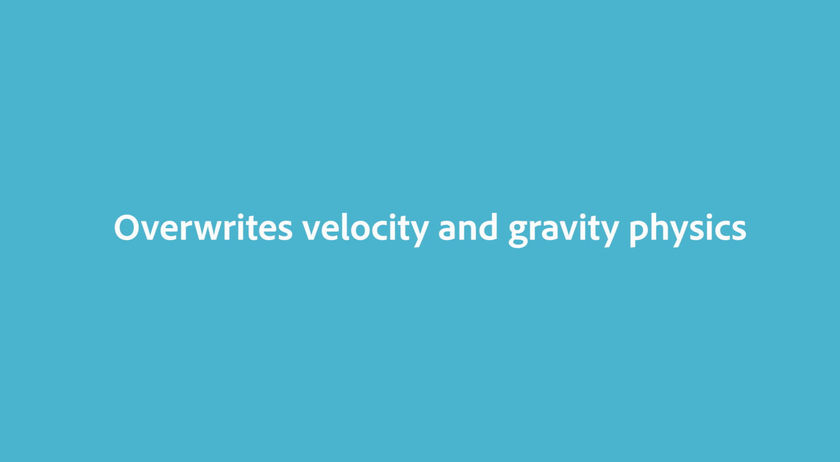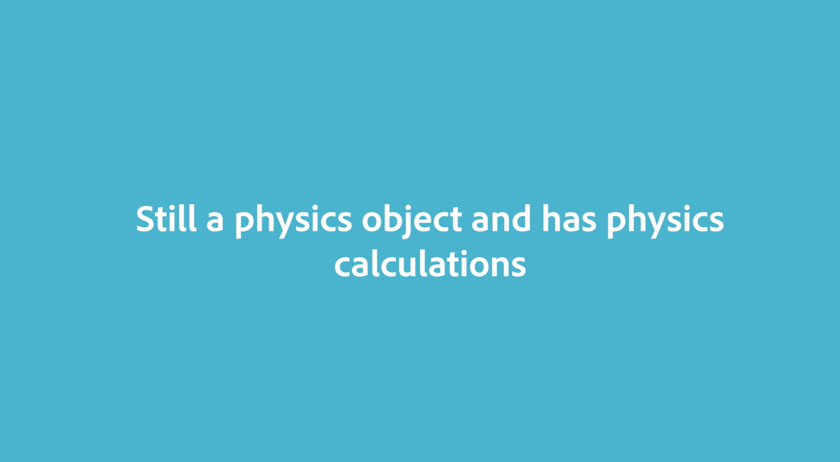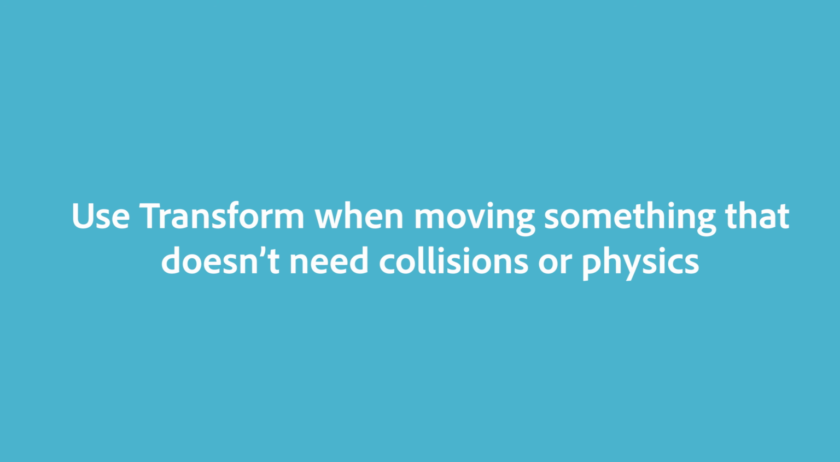Now, since you are moving the rigid body by position, it will overwrite the velocity and gravity physics of your player game object. Since this is still using the rigid body component, the collision and movement responsiveness behaves as a rigid body would, so it behaves much better than translate movement for moving something that you would want to have good collision detection with. Now, this still is a physics object and still requires expensive physics calculations, so don't completely discredit the translate movement, as it can still be useful in situations where collisions aren't needed.